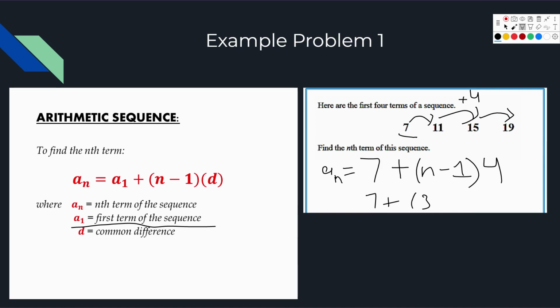So using this equation here, if they asked us to find the 100th term, for instance, we would just put in the same thing. 100 minus 1 is going to be 99. So it would be 7 plus 99 times 4. Using the nth term equation, you will be able to find any term for the specific sequence.